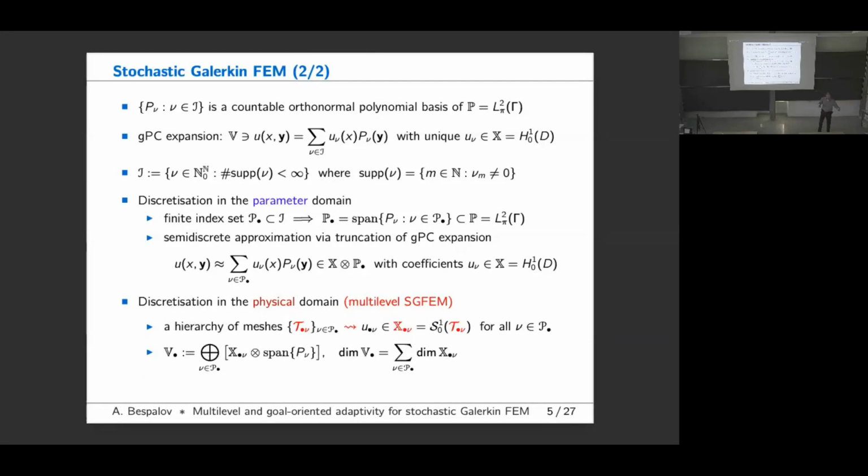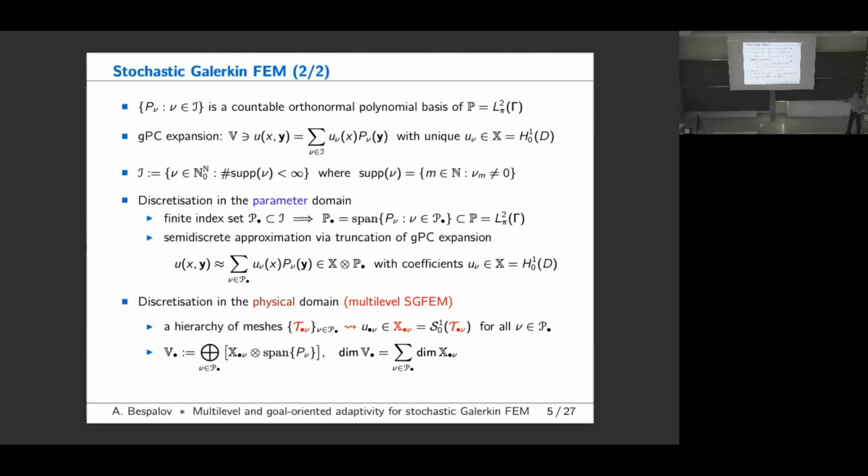An alternative, of course, is to have a hierarchy of meshes, not a single mesh for each index. You have different meshes for different indices in the index set, and then the discrete space with bullet is a direct sum of these individual products of the finite element space and the span of the orthogonal polynomial corresponding to the index.